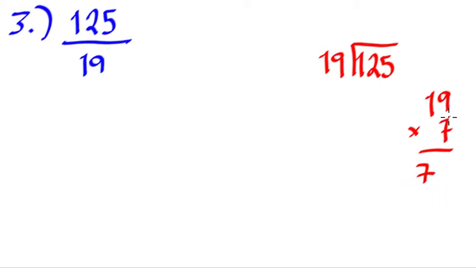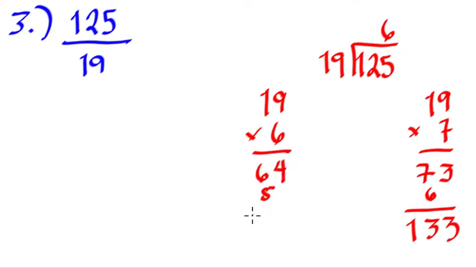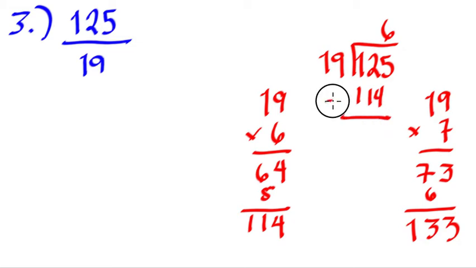9 times 7 is 63, so this becomes 133, which is an overshoot. So let's use 6 for now. What will 6 give us? 19 times 6 is 114. Pretty much correct. So let's subtract 114 from 125, and we have 11. I think that's it.